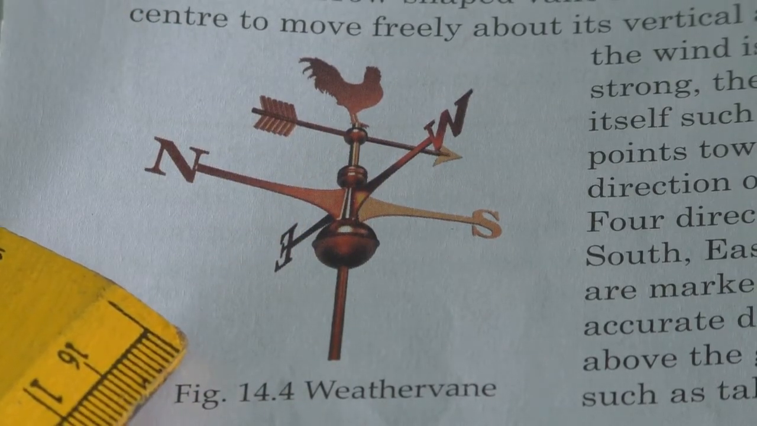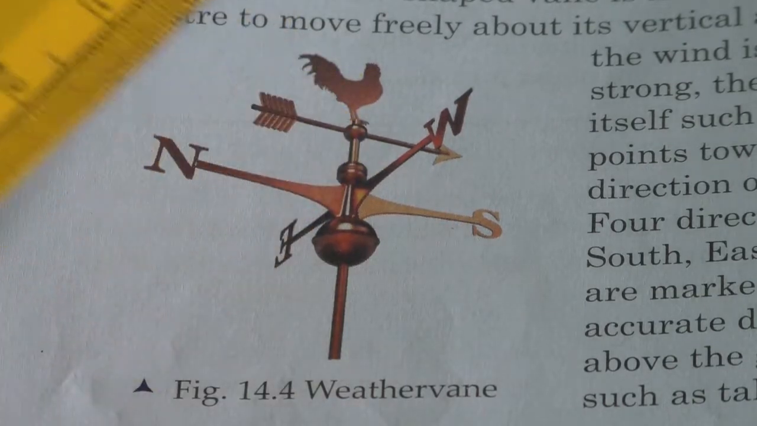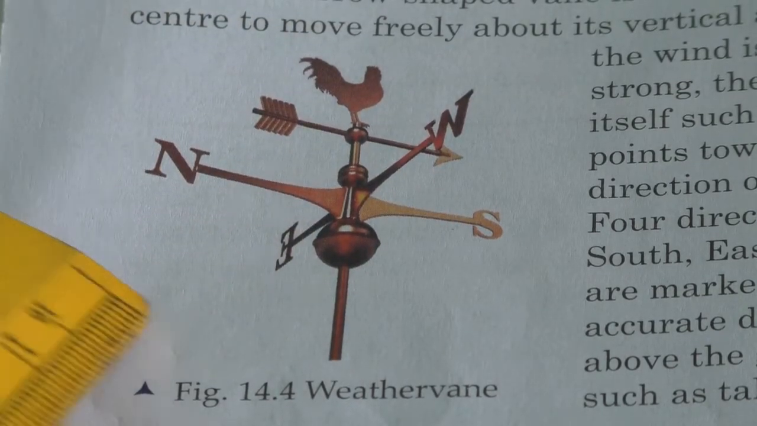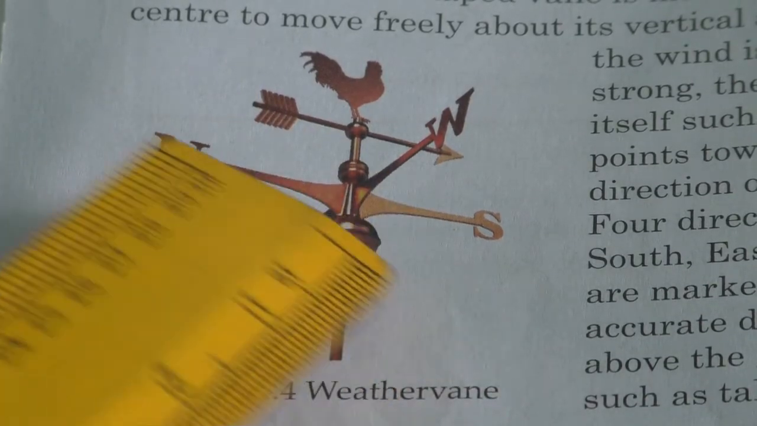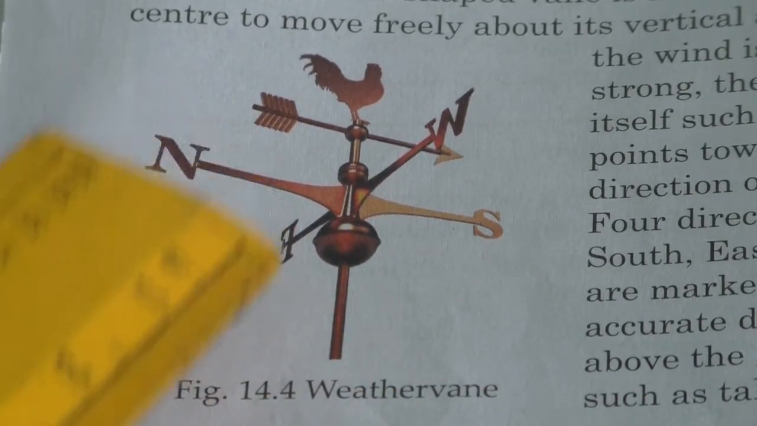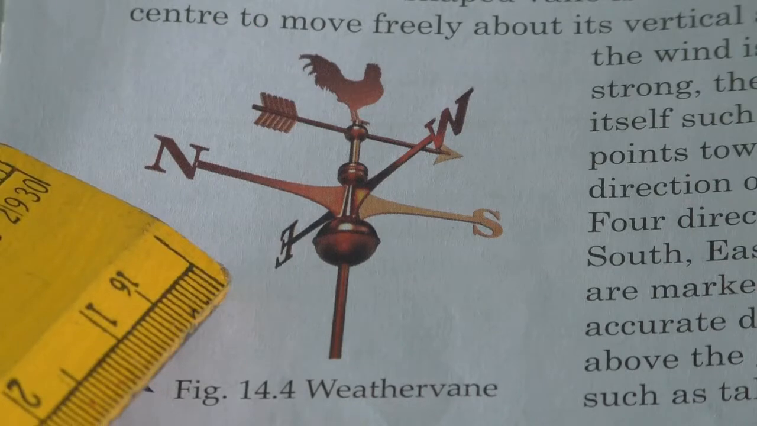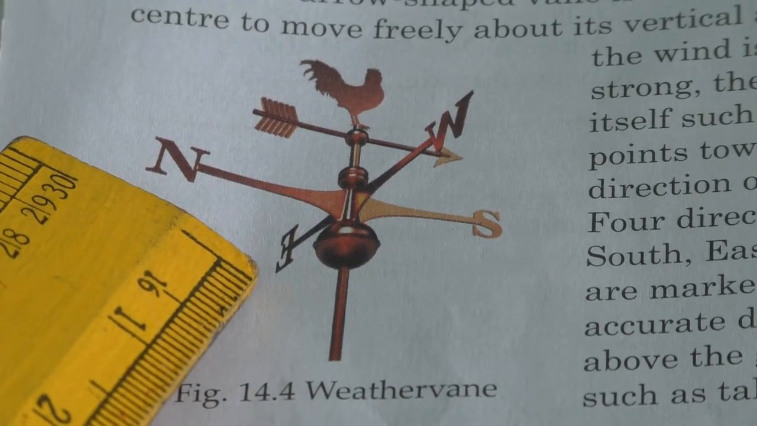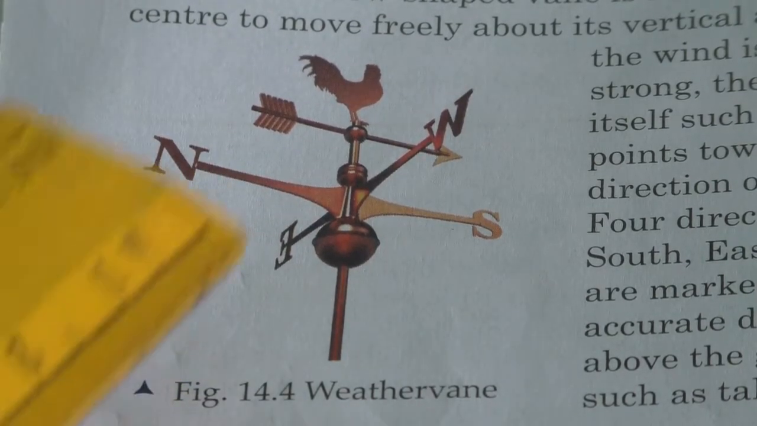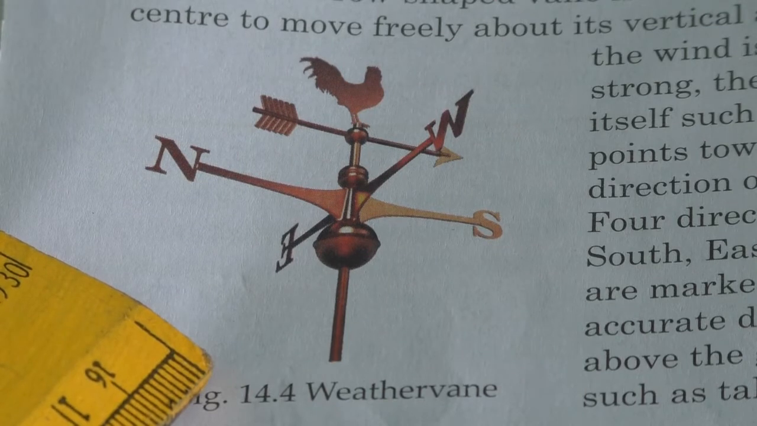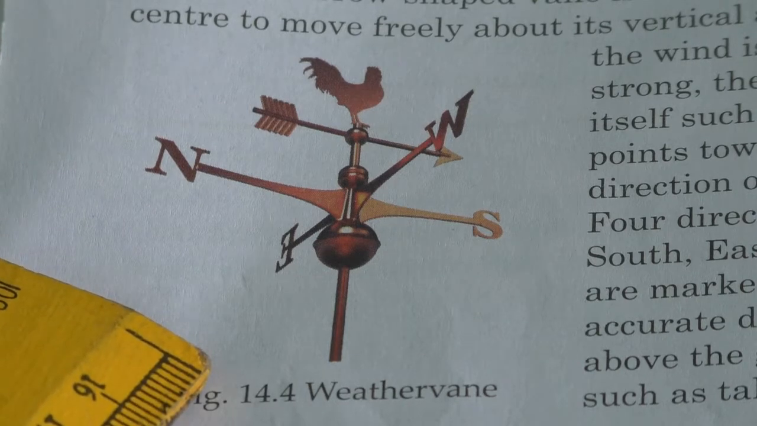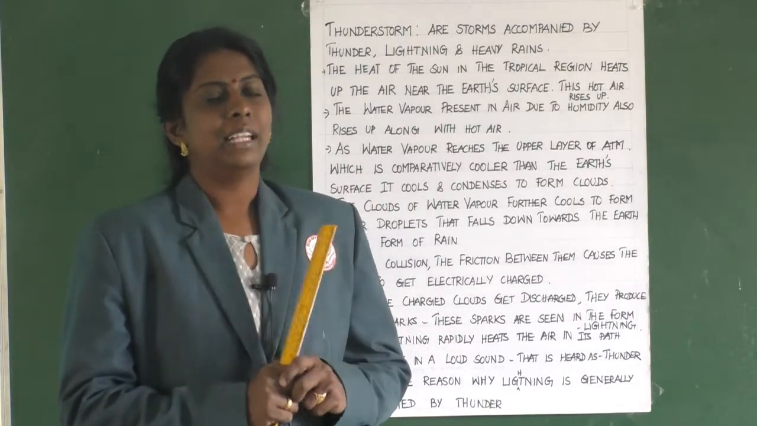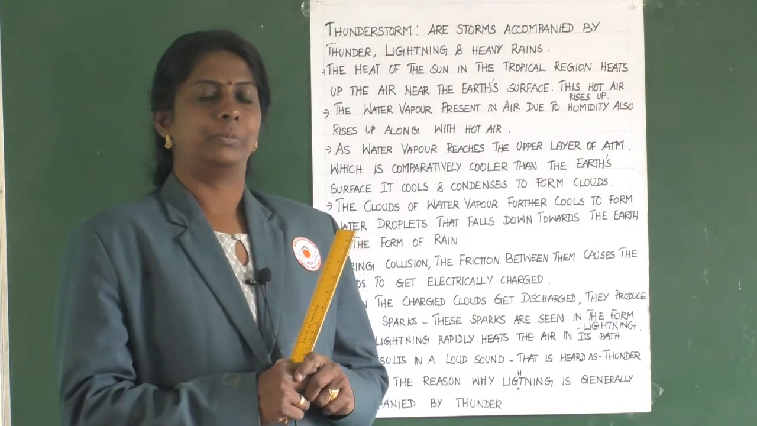So, there are 4 directions: north, south, west and east. All these 4 are marked on the wind vane, isn't it? Yes. Now, according to the force of wind, it will show one direction. So, this is the instrument which shows the wind direction. That is what? Weather vane or wind vane. Clear, children? Yes. Children, now let us learn about thunderstorm.